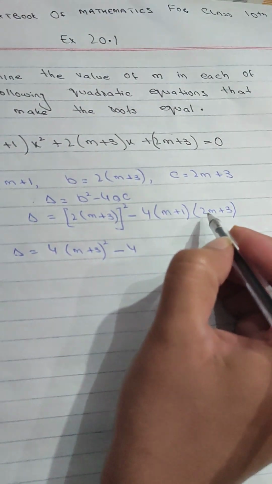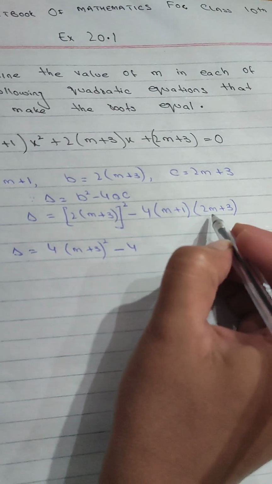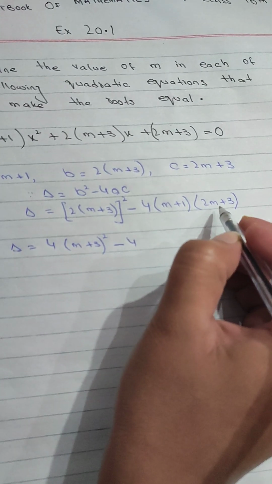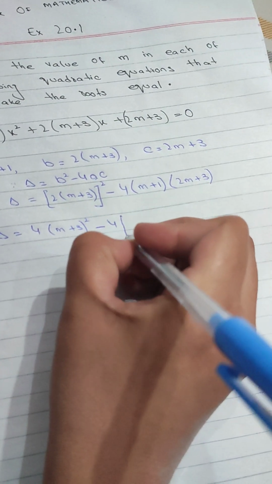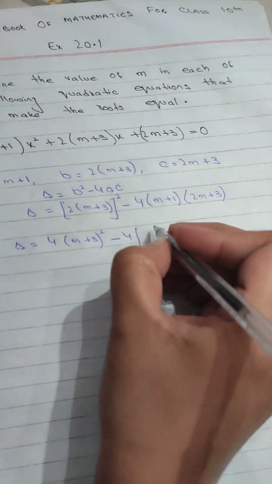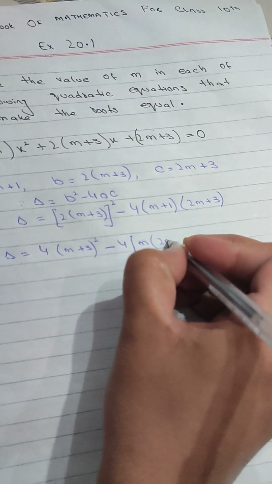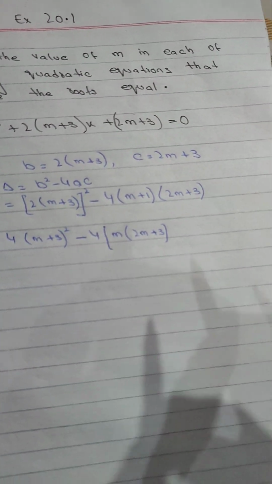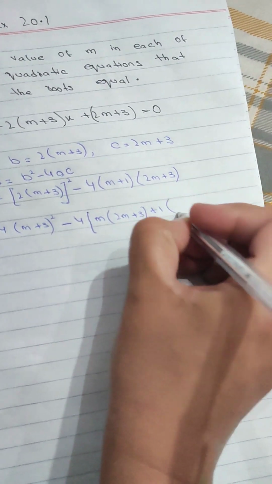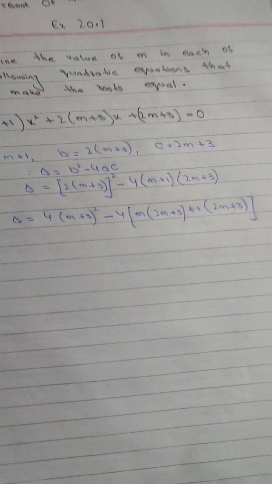Student, you can see these two brackets are multiplying, so we have to multiply. First one, m is multiplying with this bracket, then plus 1 is also multiplying with this bracket, 2m plus 3. So let's multiply it one by one. The first term is m, then the whole bracket is 2m plus 3, then plus 1 is also multiplying with this, bracket closed.